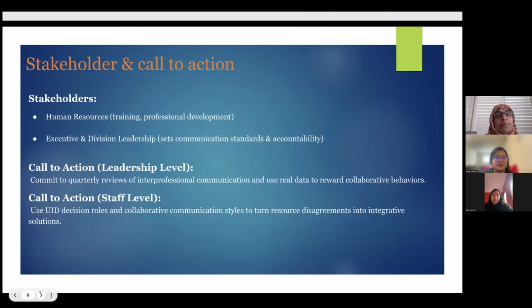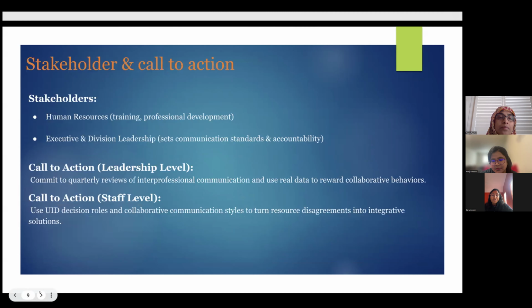Several stakeholders play important roles in implementing these strategies, two of which are human resources and executive and division leadership. Human resources supports training initiatives, including communication and conflict resolution programs. Executive and division leadership will set the tone by establishing communication standards, policies, and expectations across the units.